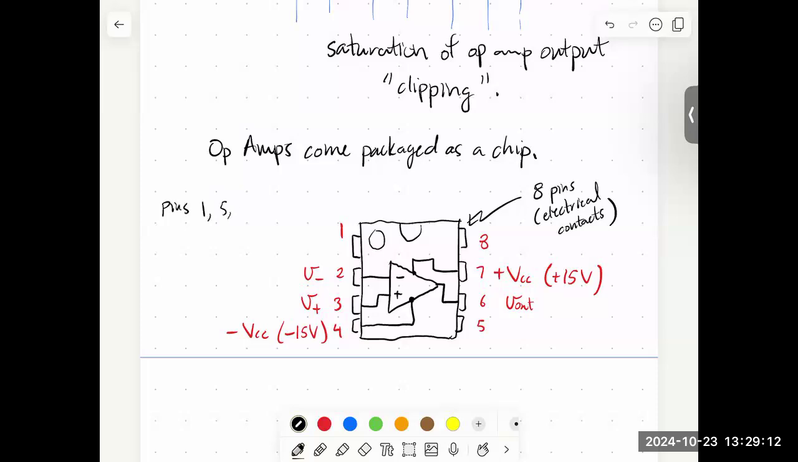Pins 1, 5, and 8, we will not use. Okay, so that's how the thing's going to come packaged, and that's how you're going to have to connect it when you start working with the circuit board. All right.